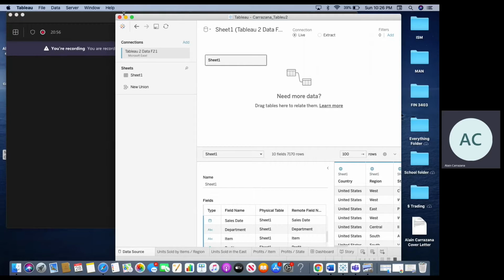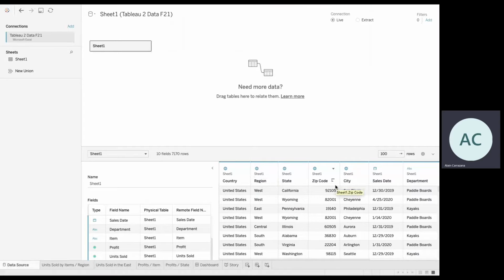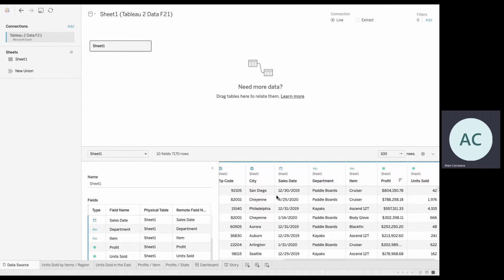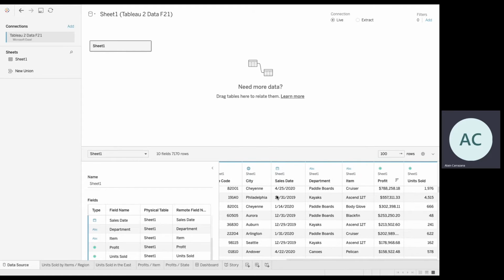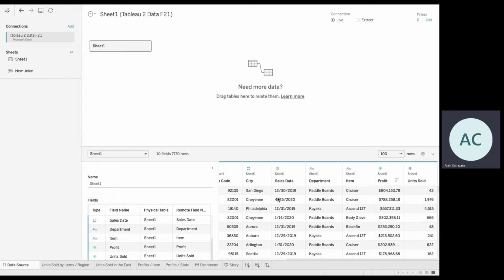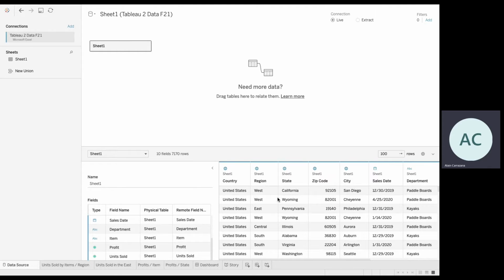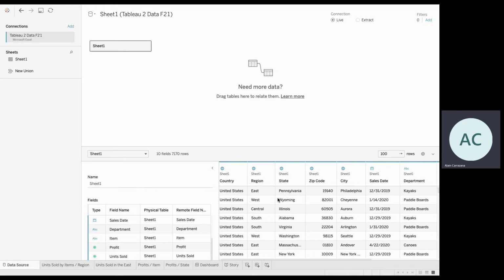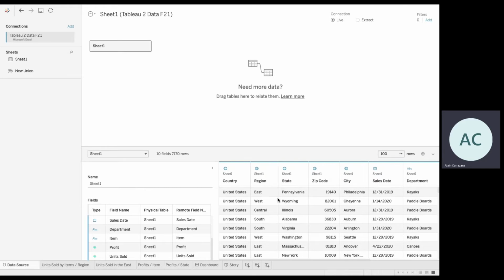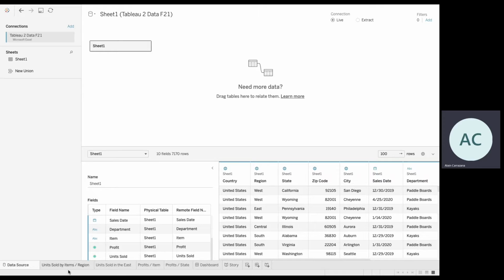Here we have the data. We have different fields here, such as the country, region, state, zip code, city, sales date, department, item, profit, and units sold. The first thing that I did with this data was sorting some of these fields out, in order to have a better idea of this data that was given to me.